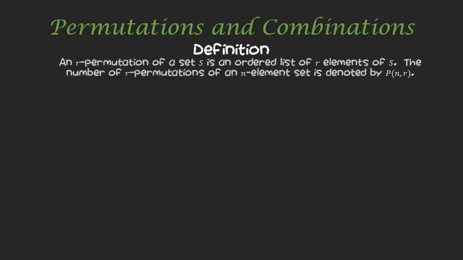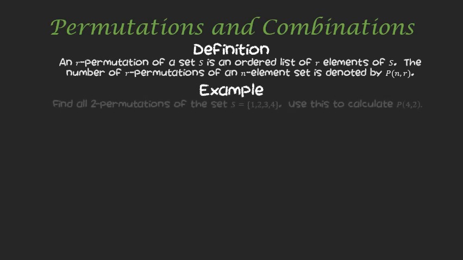There will be some situations where we don't just want an ordering of the entire set S, but rather just to select a few elements, just some ordering of some number of elements from a set S. And that's the idea of an R permutation, R telling us the number of items that we want to be ordered. An R permutation of a set S is an ordered list of R elements of S. The number of R permutations of an n-element set is denoted P(n, r).